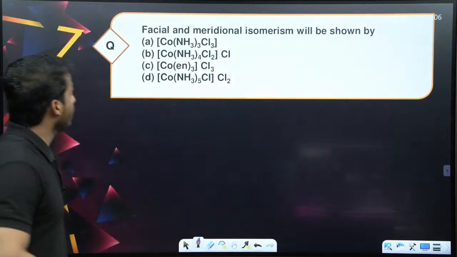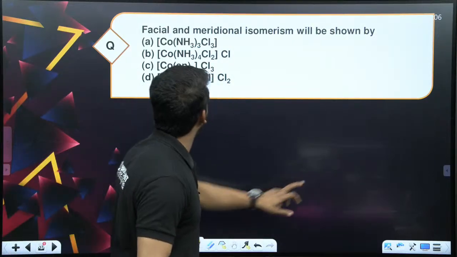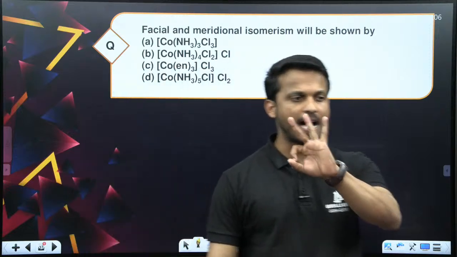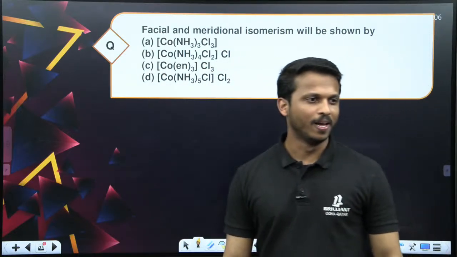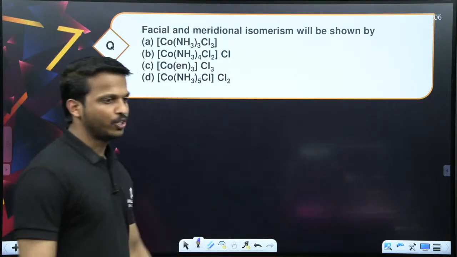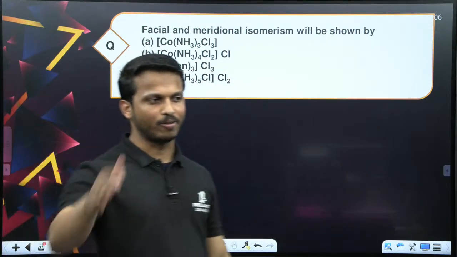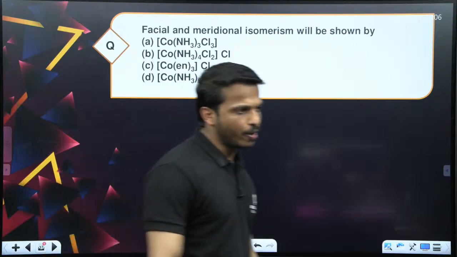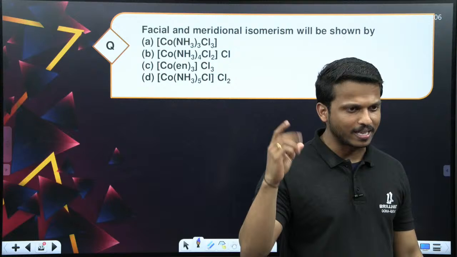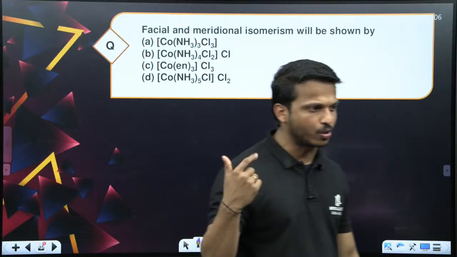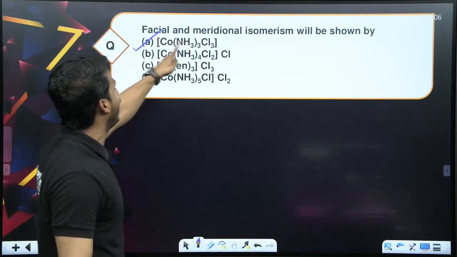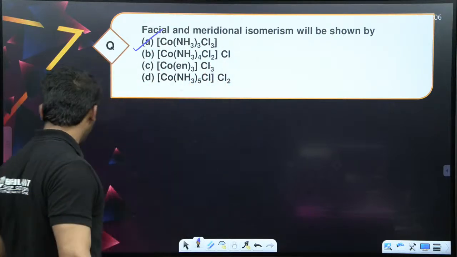Next question. Facial and meridional isomerism will be shown by which one? Come on, fast. This is the third time they are asking about FAC and mer isomers. Our time is very close, we are going to wind up the session, but we have to discuss some more questions. If you give the correct answer quickly, we can go to the next question very fast. Yes, the MA3B3 type shows FAC and mer, option A.